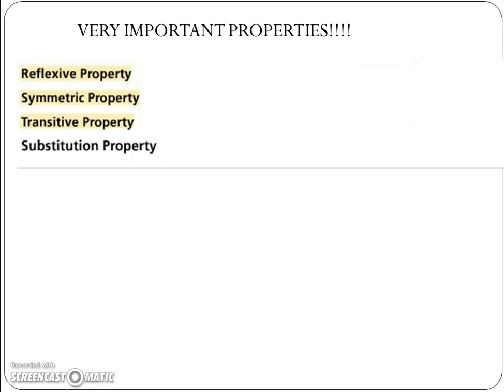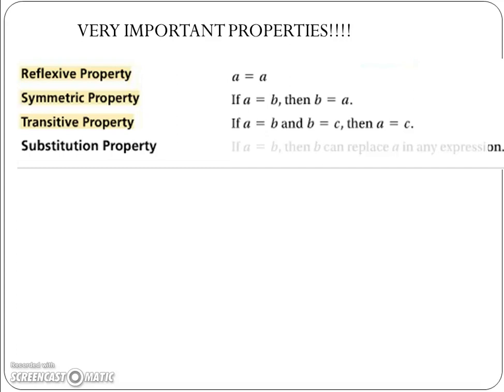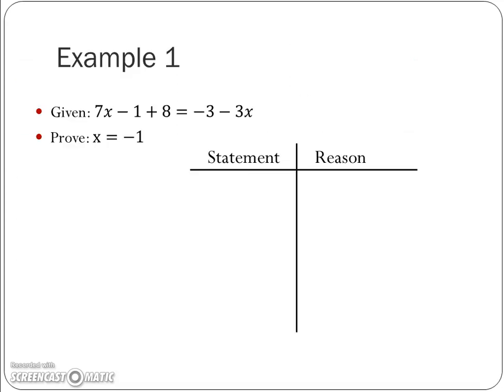First is reflexive property. It just means it's congruent or equal to itself. So here A equals A. Symmetric means that it doesn't matter which order it goes in. A equals B is the same as B equals A. Transitive property allows you to take a statement like A equals B and B equals C and write a new statement, A equals C, omitting what is repeated. And the substitution property states that if A equals B, then B can be replaced for A in any expression. All right, we're going to use these a bunch through our proofs.